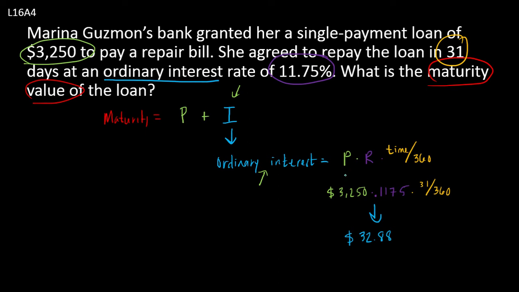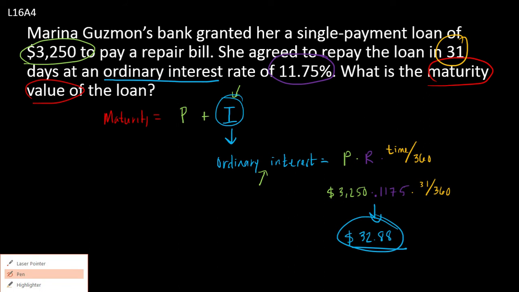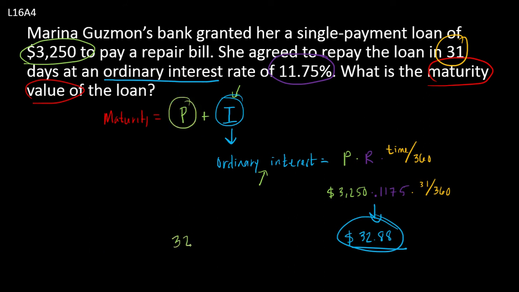Okay, so this is our ordinary interest, meaning we can take this number and plug it back into our maturity value equation. So again, we know that our principal was $3,250. We're going to add that to our interest, $32.88, and we find that our total maturity value is then equal to $3,282.88. So ordinary interest is pretty straightforward.